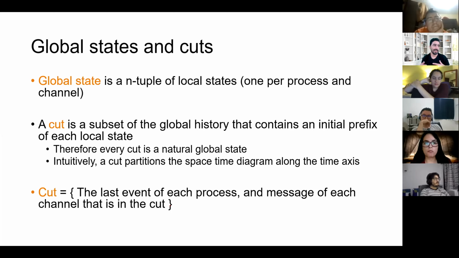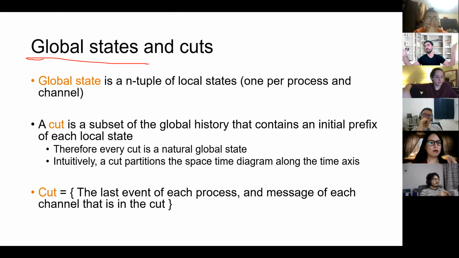So the global state is the n-tuple of local states. You have n different systems, so of course the global state is an n-tuple of local states. You have all these n different snapshots and you want to put them together. A cut is a subset of the global history that contains an initial prefix of each local history. I already talked about the global state. You put everything together and you get the state of the distributed system. And what is a cut? A cut is a subset of the global history. That's it. It's very simple.